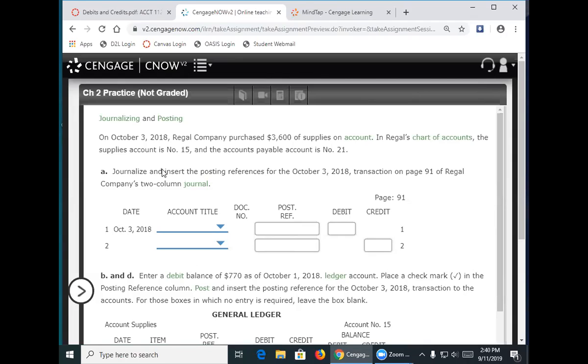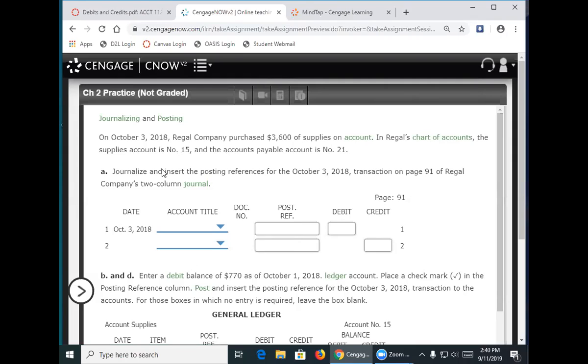Okay, so we're on page 91, and this is your standard format for your journal. You always list the date first. It's October 3rd, 2018. And then they're going to have a place for your account, and you have a post reference and a debit and credit. So again, the journal is where we're just putting in the debits and credits for every transaction, what we just did in the first exercise.